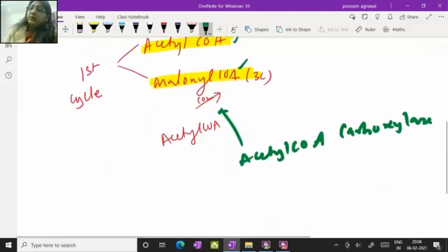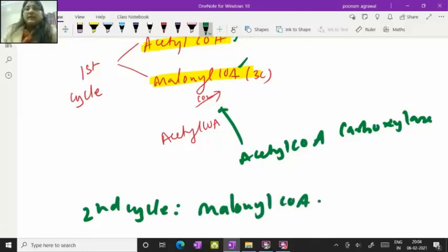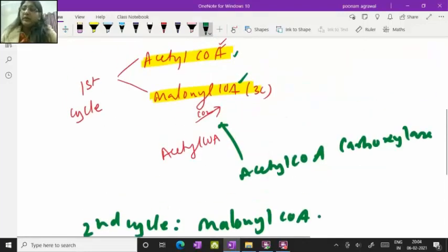But when I talk about the second cycle, the precursor is going to be only malonyl-CoA. You do not require acetyl-CoA anymore immediately after the first cycle. You just need malonyl-CoA in the second cycle. Again, in the third cycle, you will need 1 molecule of malonyl-CoA. So all cycles will require malonyl-CoA. So 7 cycles means you will require 7 molecules of malonyl-CoA.